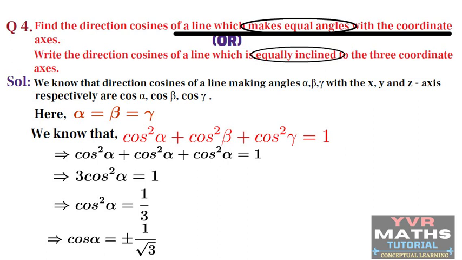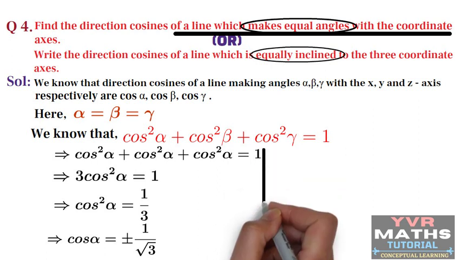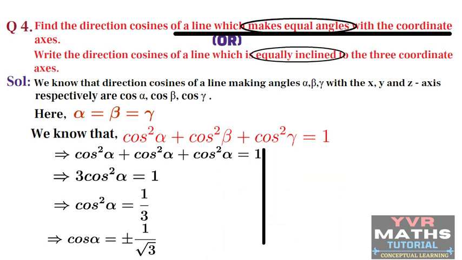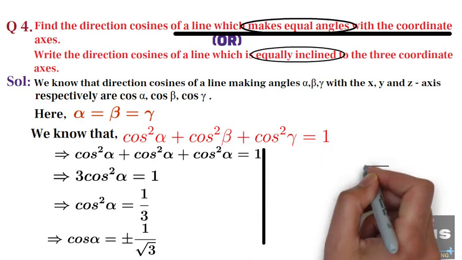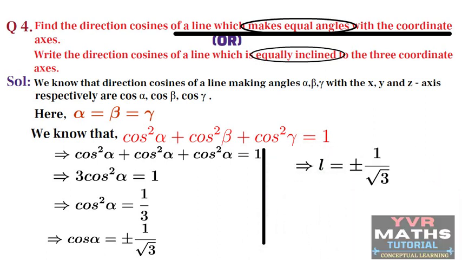So in the previous question, we didn't take plus or minus, but in this question we took plus or minus. What is the difference? In the previous question, they clearly mentioned the angle is acute, but in this question, they did not mention the angle. Either it is acute or obtuse. That's why we are taking plus or minus here. So cos alpha is nothing but l. Therefore, l is equal to plus or minus 1 by root 3.